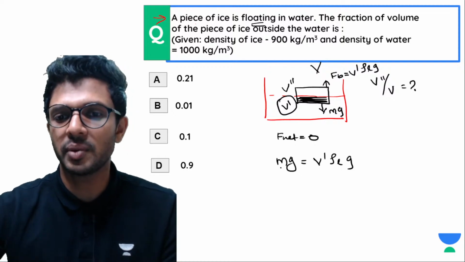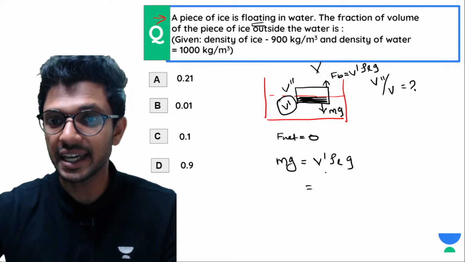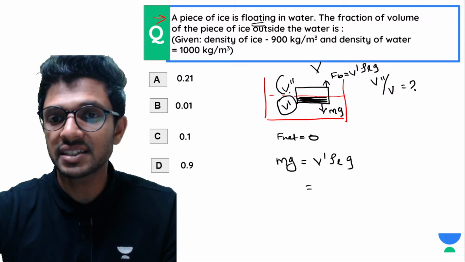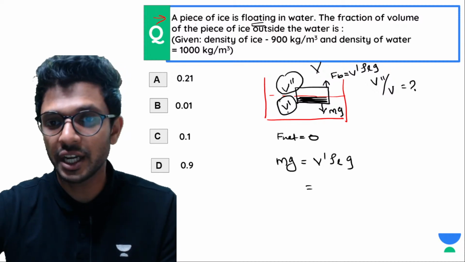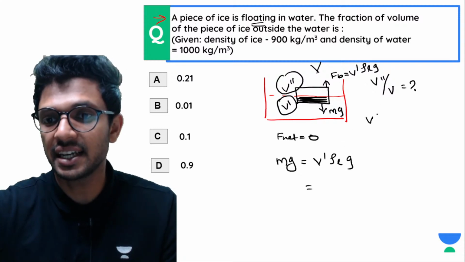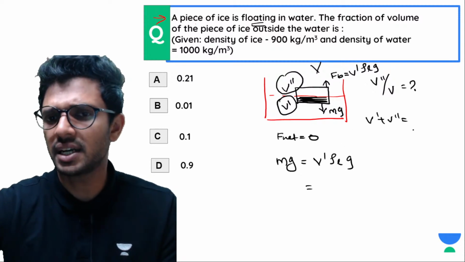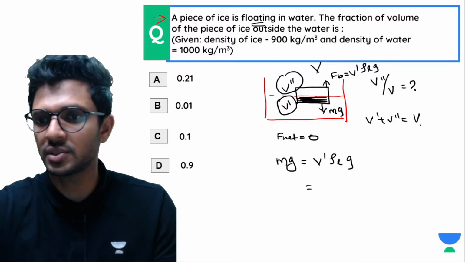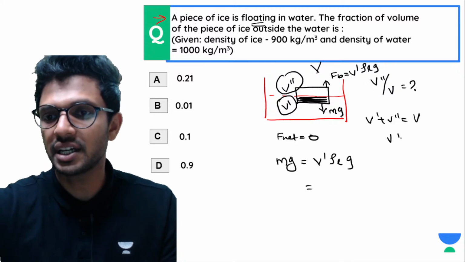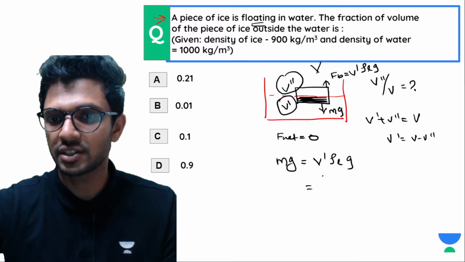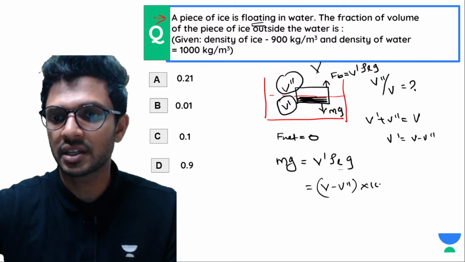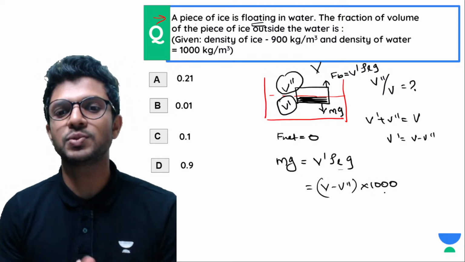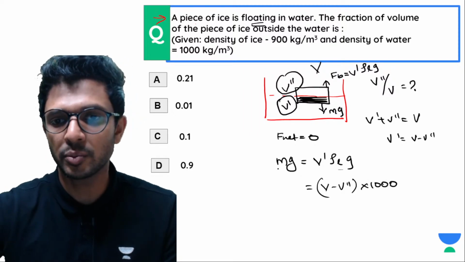Okay? What is common? g. Yes, cancel g. Now we want V double dash, right? We don't want V dash. So what can you do? V dash you can write as, look, V dash plus V double dash, inside volume plus outside volume, is the total volume. So V dash becomes V minus V double dash. So I am going to write V dash as V minus V double dash. Density of liquid, water, is how much? 1000, substitute that also. g is cancelled from both sides.